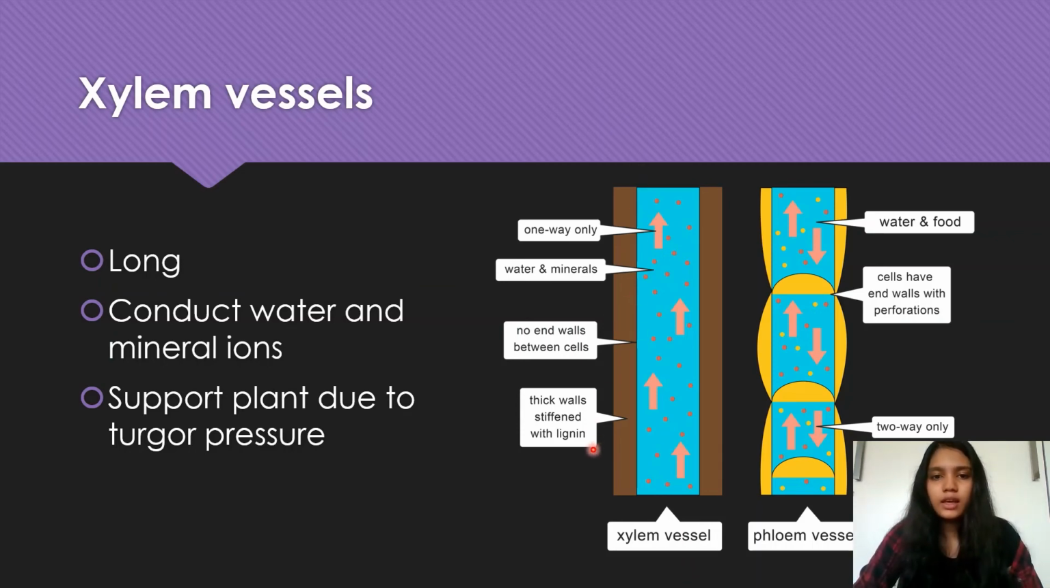It has thick walls stiffened with lignin. It has no end walls between cells, and no contents. All the contents in the xylem die to allow the free passage of water.